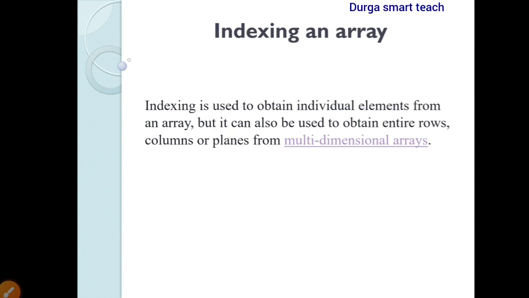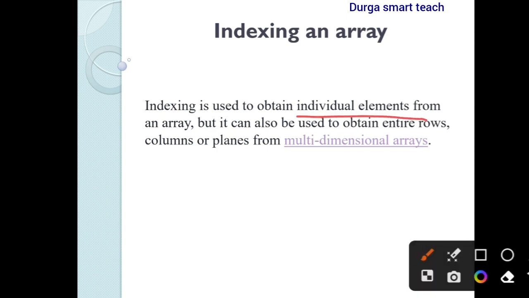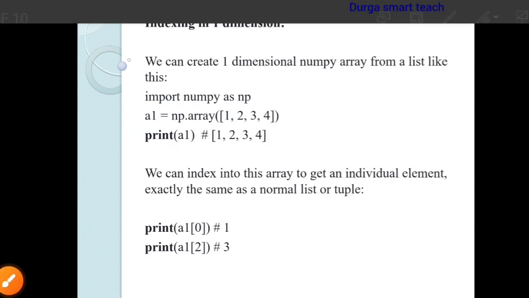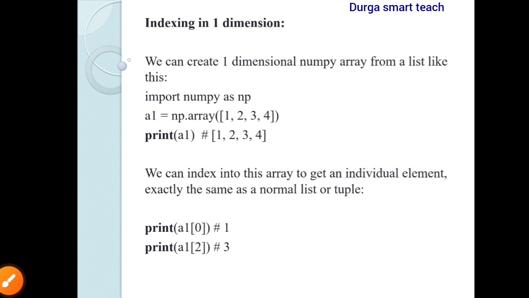Okay, so indexing is used to obtain individual elements from an array, but it can also be used to obtain entire rows and columns or planes from multi-dimensional arrays. So for one dimensional, two dimensional or multi-dimensional, we can obtain any single element or any specific element, or a specific row or specific column from a set of columns and rows. Okay, so let's see indexing in one dimensional array.